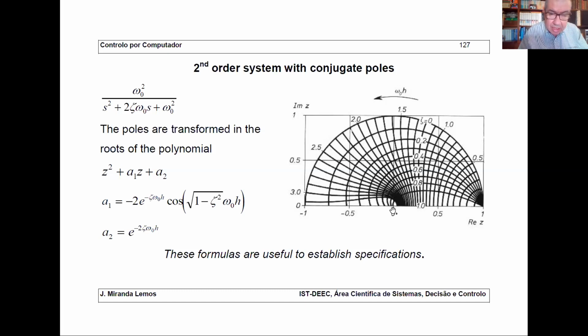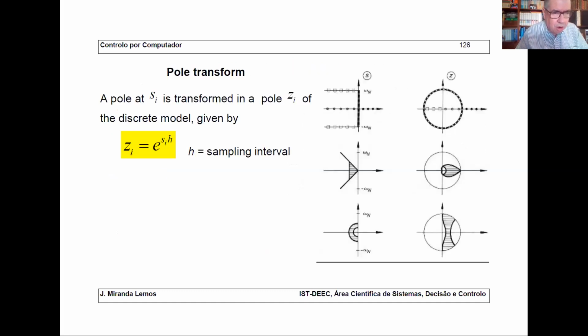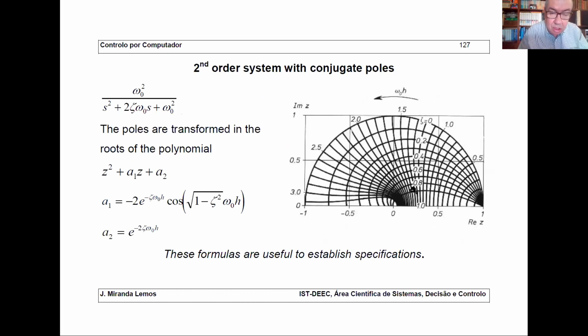And the fastest system that we can have is a system with poles at 0, 0 in discrete time. Where should the poles be, let's look again at the formula, for the poles in discrete time to be at the origin? Where should the poles in continuous time be? Minus infinity, that's right. So one funny thing is that in continuous time, to have an infinitely fast system, a system that responds instantaneously, you need to have a pole at minus infinity. But in discrete time, this corresponds to a pole at zero. And a pole at zero is just one unit delay, okay?